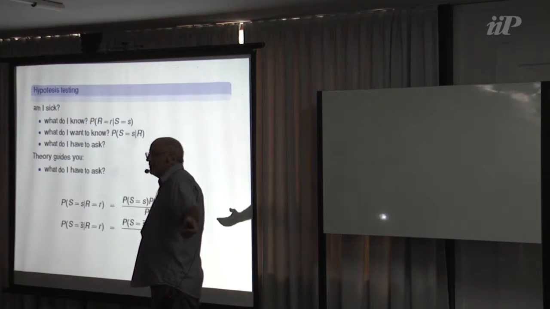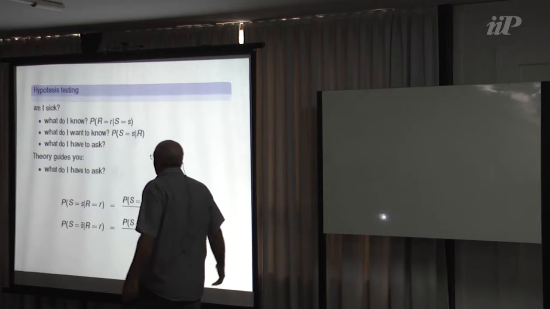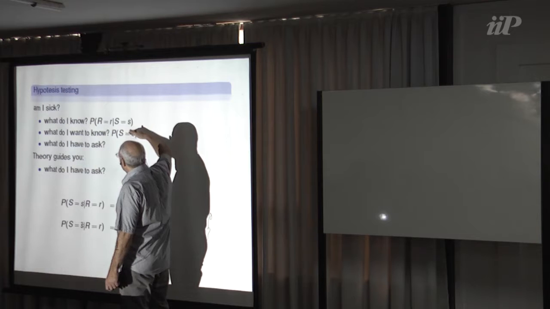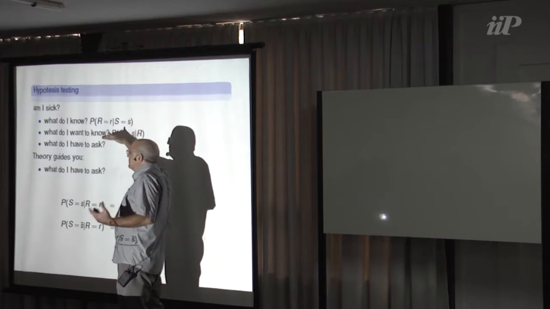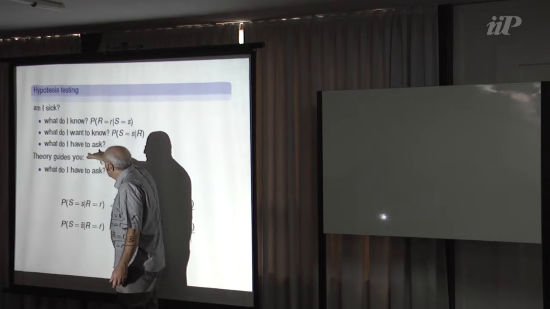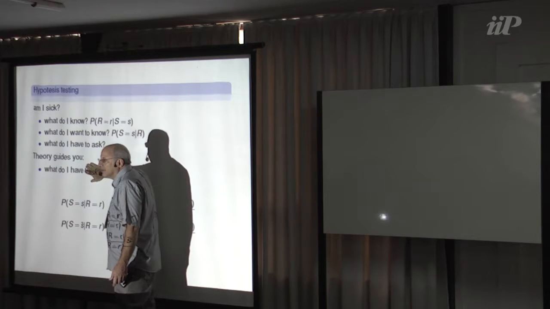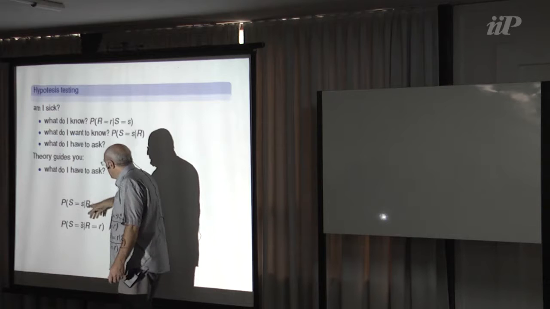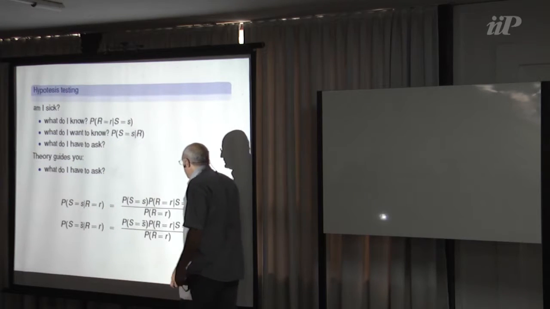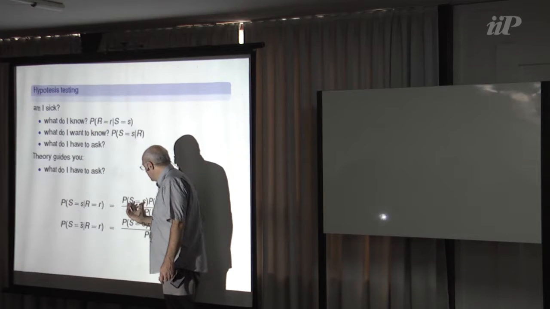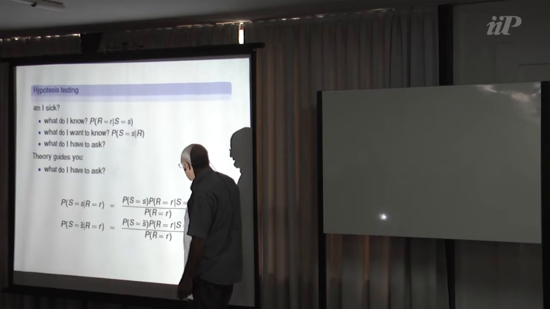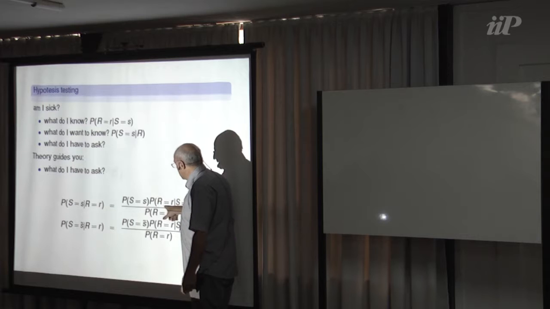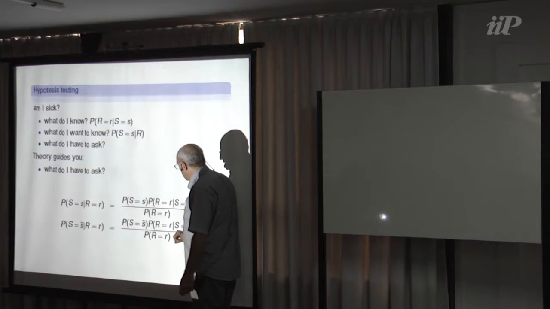So what do I do? Of course, what you have to do when you go to the doctor is apply Bayes' theorem. That's obvious. Yeah, I know this, I want to know that. Look, what do I have to ask? Well, theory guides you in what you have to ask. This is not something where I ask any question. No, I want to know that, and I use Bayes' theorem, and I write it as P of S given that the test is positive. Given that S is sick, then this is the probability of the test being positive.